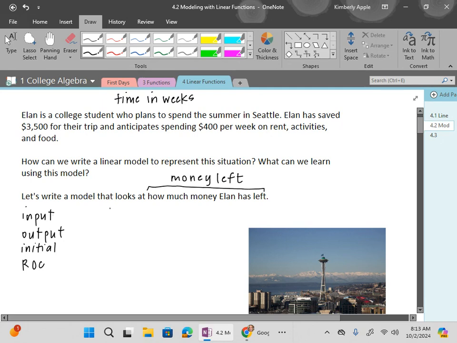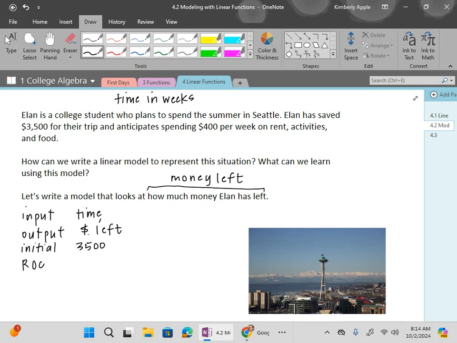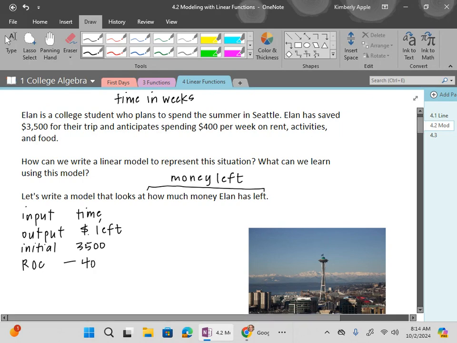So we're going to input the time because the amount of money left depends on the time. So that's how I can determine that input-output relationship. So this is money left. And so then there's an initial value. At the very beginning, how much money is left? Well, that's $3,500. How is this quantity changing? It's going down or decreasing by $400 a week. So the rate of change is negative 400. This function is decreasing. Okay?